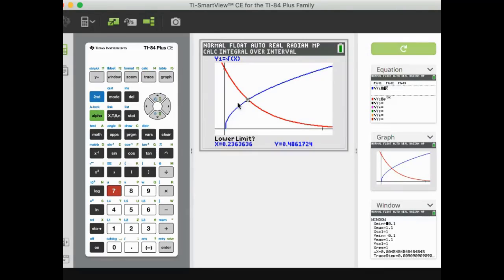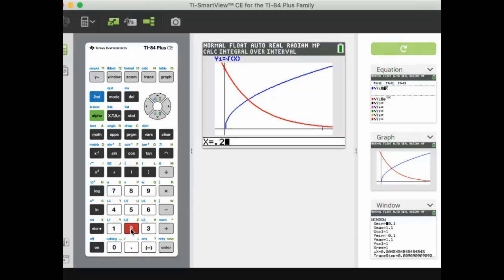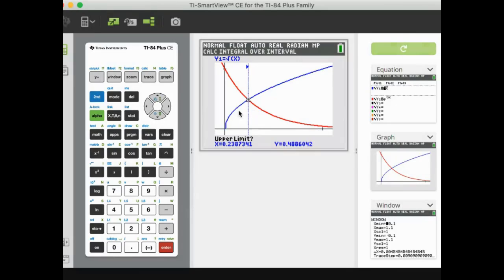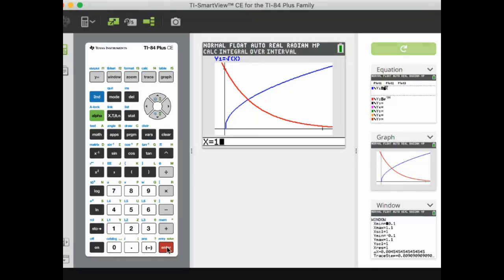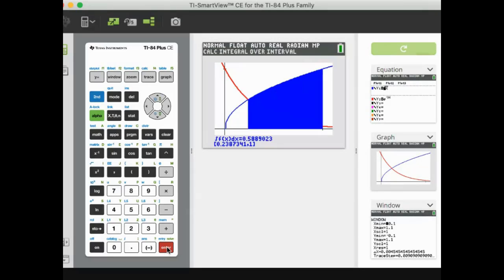Okay. And it says the lower limit. Where do I want to start? I want to start right here. So I'm going to type in 0.2387341. I press enter. Okay, so that's right there. The upper value, I want it to go all the way to 1. So I'm just going to press 1. Enter. And look, it finds the area under the curve.